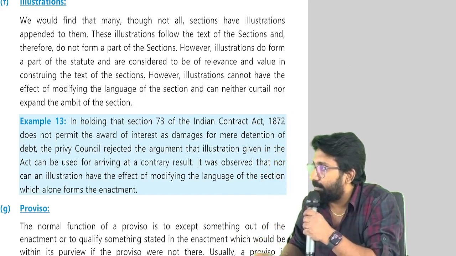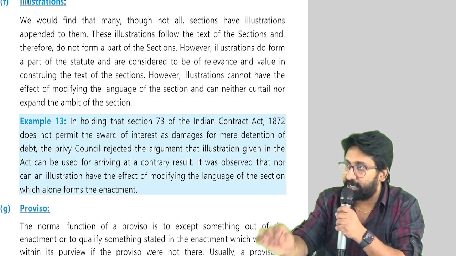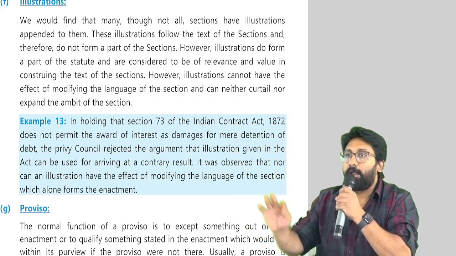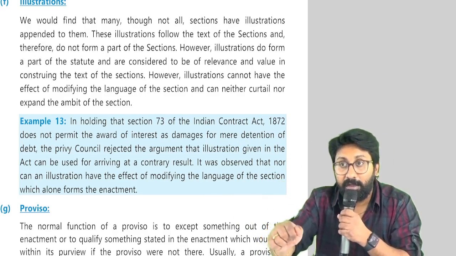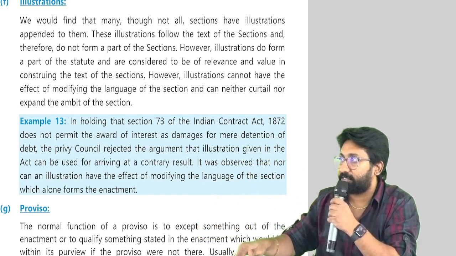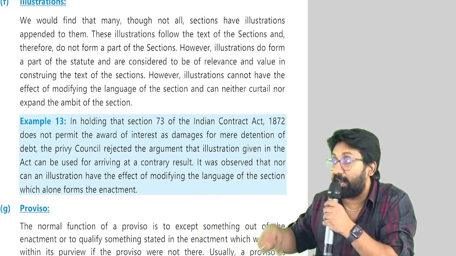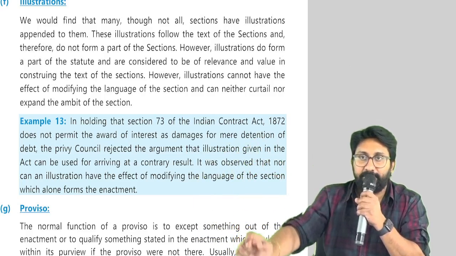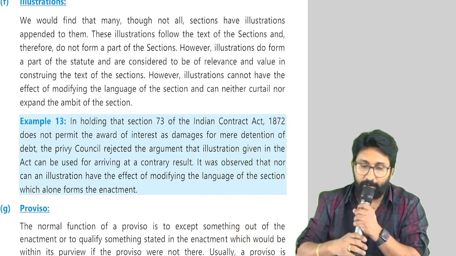Listening or not? Illustration is a section or not a section? First confirm that. Not a section, but it will help you to understand the section. Therefore, illustration is not the part of the section, but it will be used as an internal aid for interpreting the section. Clear? Write down the notes.